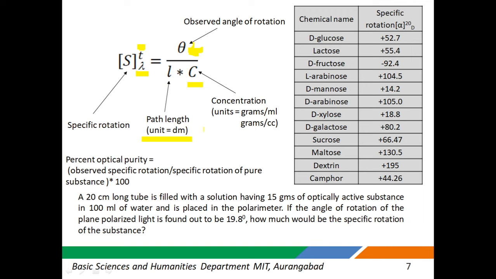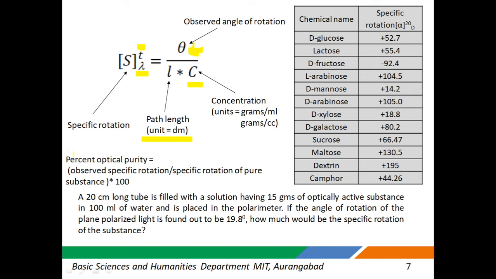There is one other important term here, that is percentage optical purity. This percent optical purity can be found out by dividing the observed specific rotation by the specific rotation of the pure substance and multiplying it by 100. We will get the percent optical purity.